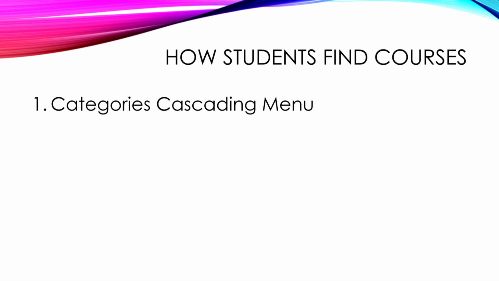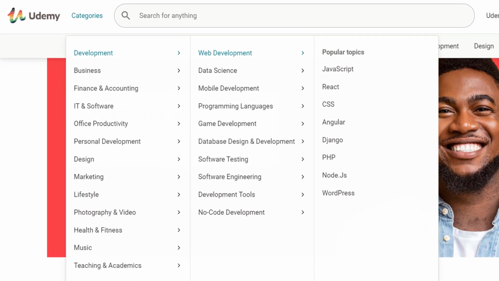Now, I want to begin with how students find courses on Udemy. They've got two paths that they can take. One is the categories cascading menu. If you notice, when you're on the screen, there's this categories link up in the upper left of the main screen. And if you click on that, you get this cascading menu of categories. Now, this can help you if you're a student who doesn't know the search keyword that you're after. You just kind of want to browse what's there.